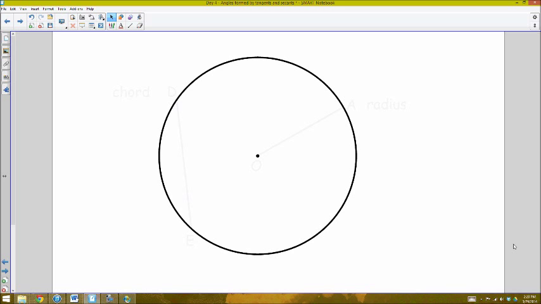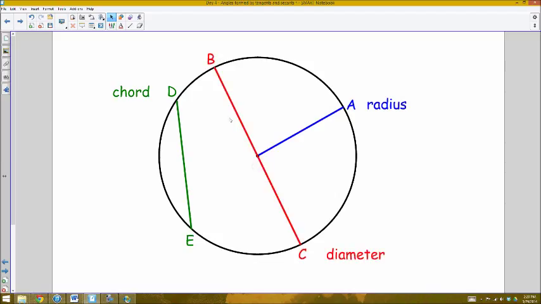Before we start talking about tangents and secants, let's review the three kinds of segments within a circle that we should already be familiar with. The most basic of which is the radius, which is basically a distance between the center and a point on the circle. Another type of segment that we've talked about is a chord, which connects two distinct points on a circle. And a special type of chord that we've talked about is a diameter, which is basically a chord which passes through the center of the circle.